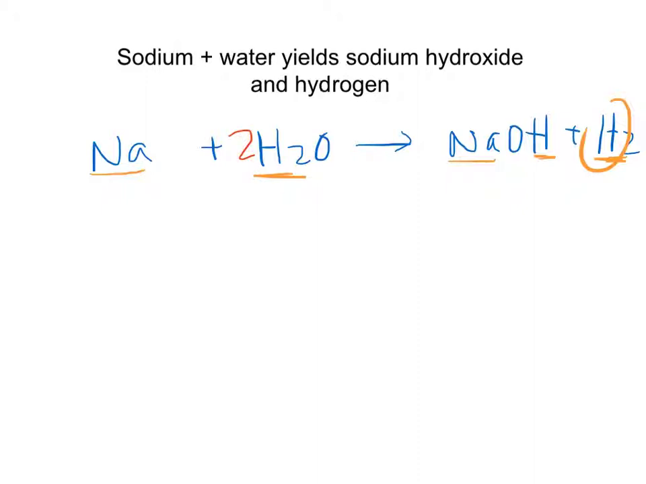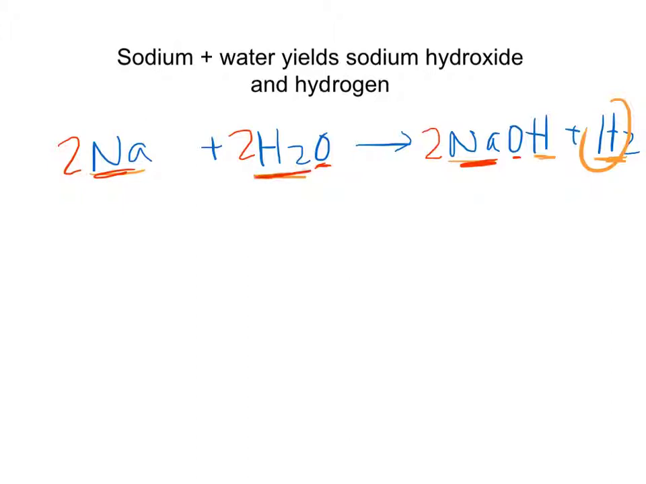That gives me 4 hydrogens and 2 oxygens. But since it gave me 2 oxygens now, I'm going to need to put a 2 over the front here so I can get 2 oxygens. But now, what did that do? That gave me 2 sodium, so I'm going to put a 2 out front here. And so when I look at the balanced equation, I've got 2 sodiums on each side.